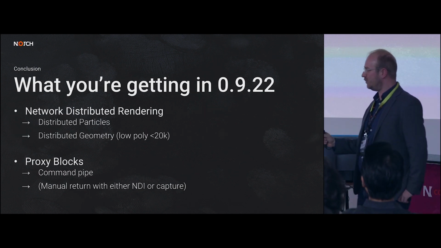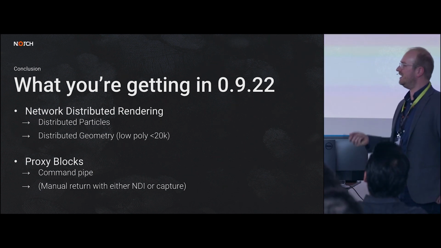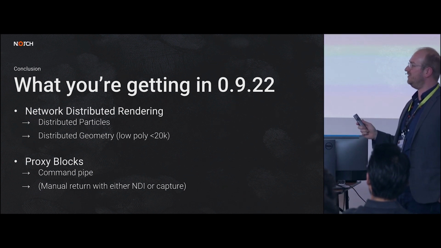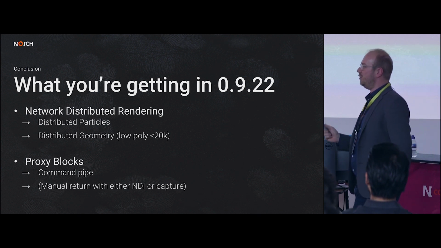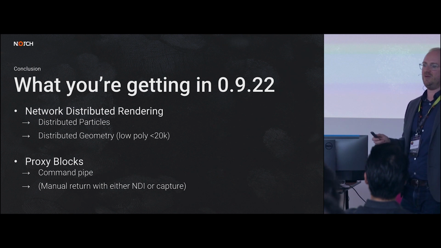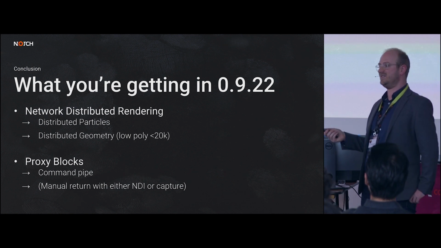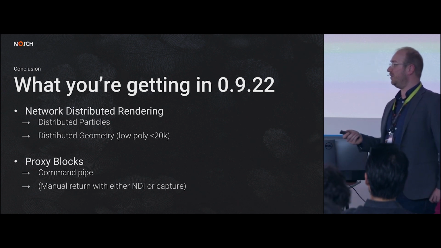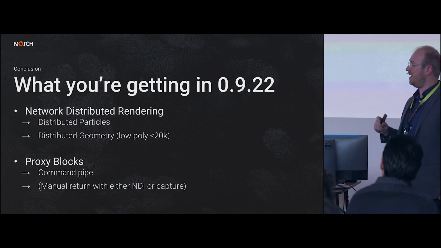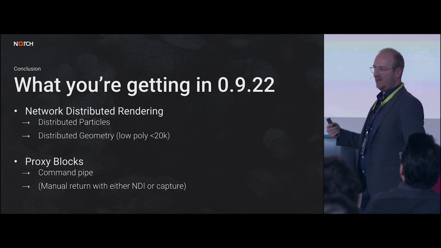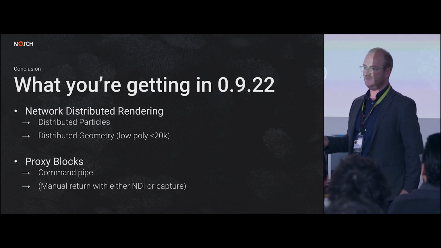So here in detail is what you're getting in 0.922. You're getting network distributed rendering for distributed particles, and also distributed geometry at low poly rates under 12,000 polys. So that should get you to the kind of Kinect RealSense distribution stage there. We're putting in support for proxy blocks, so the command pipe will be in, but that return of video, either NDI or capture, is going to be up to you.